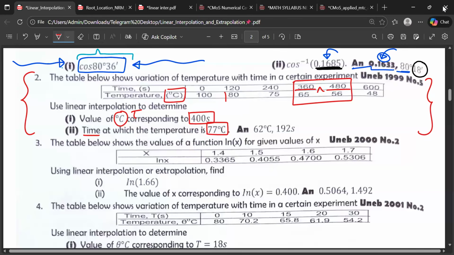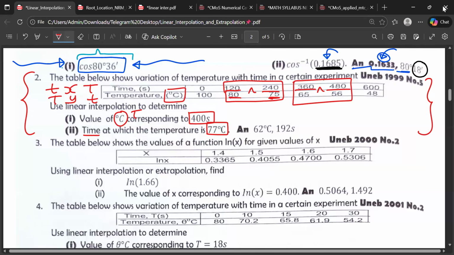Then they're asking, determine the time at which temperature is 77. 77 is here, isn't it? It is between 80 and 75. So you can just use that table and get the value of time here. Your value should be between 120 and 240. So for time, you can say your time will be capital T and temperature will be small t, whatever you want. You can even say your time will be X and your Y will be the temperature. You can say that your time will be small t and your temperature will be capital T.